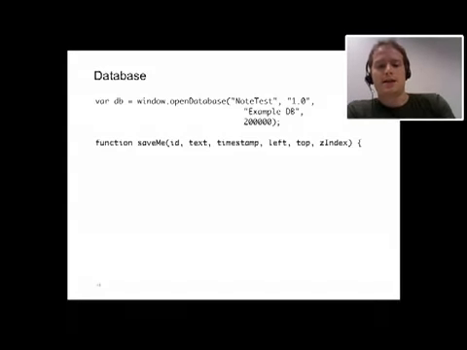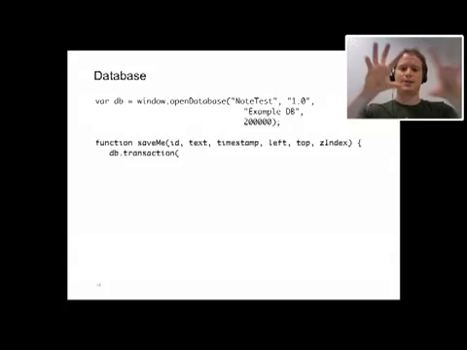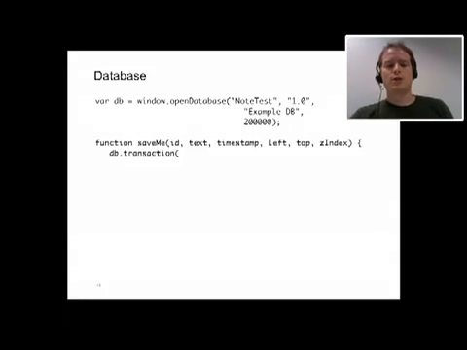Then let's look at an example sort of save method. Here we're taking everything we need to save one of these notes. So we take an ID, some text, a timestamp of when it was made, where it is on the screen, and a z-index of how it's stacked. So the first thing is once you've opened your database, you get a database object, you need to do everything as a transaction. And you call db.transaction, and you give it a callback function that will be called when the transaction is ready to go.